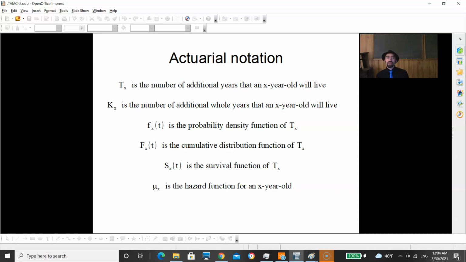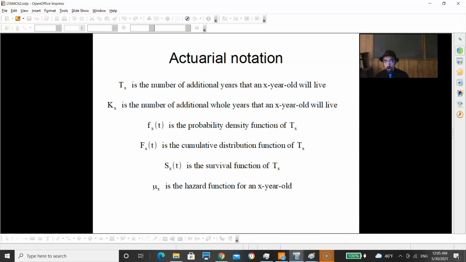What we introduce here that we didn't talk about in exam P at all is big S sub x. That's called the survival function of T sub x. So the cumulative distribution function, big F sub x, is the probability of living to some age or less. Survival function is the probability of living more than that age. So we get survival function of x equals 1 minus cumulative distribution function of x.